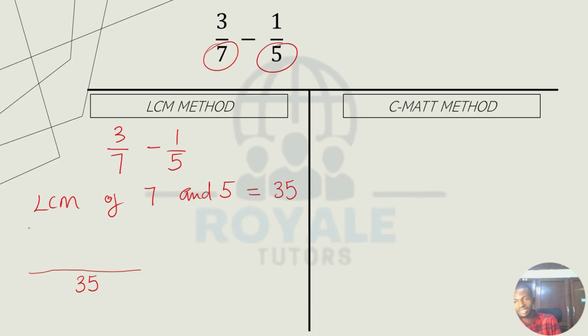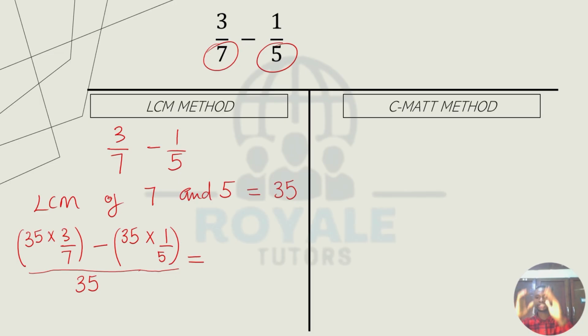After we have done that, then we multiply the whole fraction here by 35. So we will say 35 multiplied by 3 over 7 minus 35 multiplied by 1 over 5. In this case, what do we have? So we multiply 35 by the whole fraction to become this. Then we multiply 35 by the other fraction to give the second part.